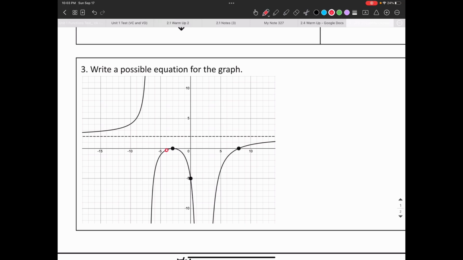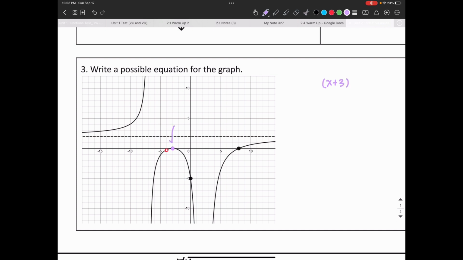Okay, for number 3, I want to write a possible equation for this graph. So the first thing I'm going to do is look at the important information that this graph shows. One thing that it shows is that I have an x-intercept at -3, which means that in the numerator, after it's simplified, this factor should not be in the denominator, it should only be in the numerator. X plus 3 should be in the numerator.